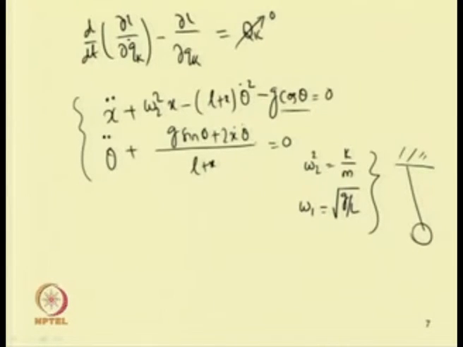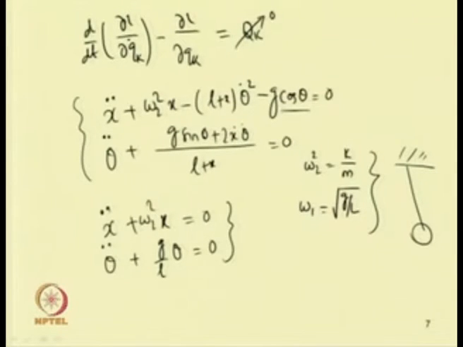So, if we neglect these nonlinear terms, assuming small amplitude of oscillation, then this equation reduces to x double dot plus omega 2 square x equal to 0, and the second equation reduces to theta double dot plus g by L sin theta equal to 0, and taking sin theta equal to theta for theta to be small, this equation becomes this.